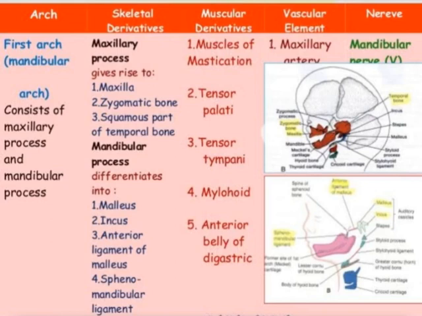The neural crest contributes the following skeletal structures: the maxilla, the squamous portion of the temporal bone, the zygoma, both bone and arch, the mandible, the malleus, the incus. Cartilages include Meckel's cartilage, which degenerates in adulthood. Connective tissue exists in the form of the sphenomandibular ligament and the anterior ligament of the malleus. The nerve that innervates this arch is the trigeminal nerve, CN V.